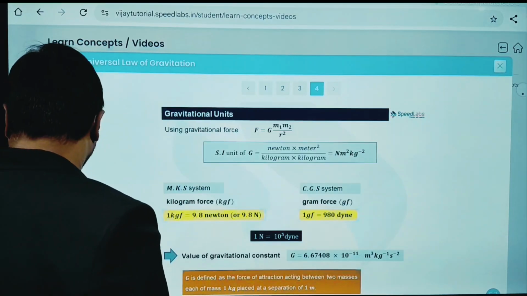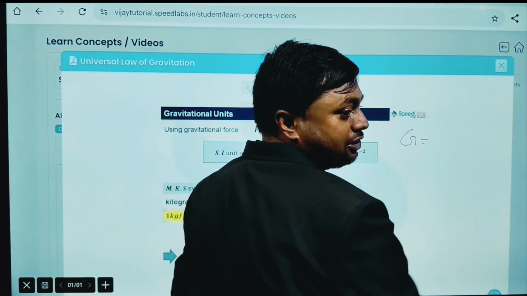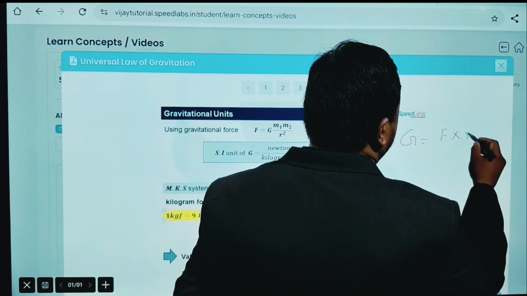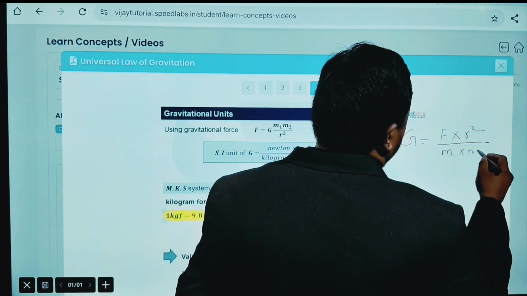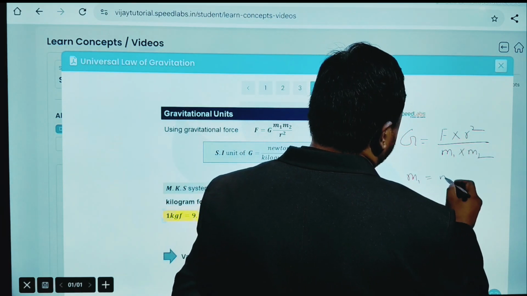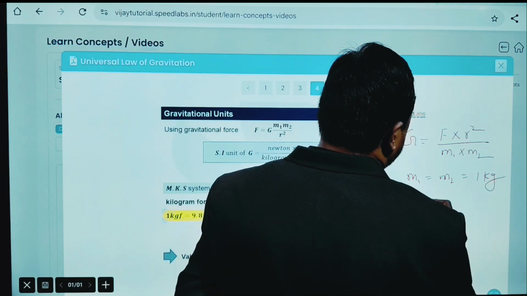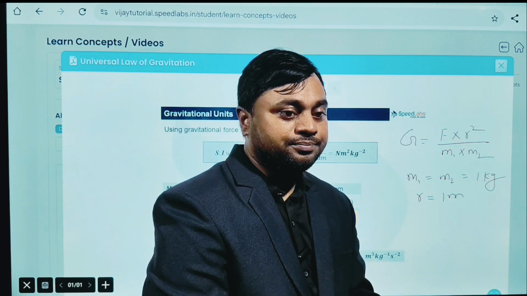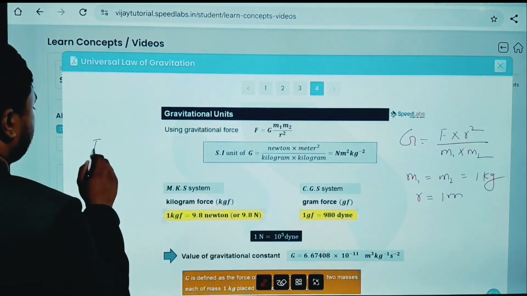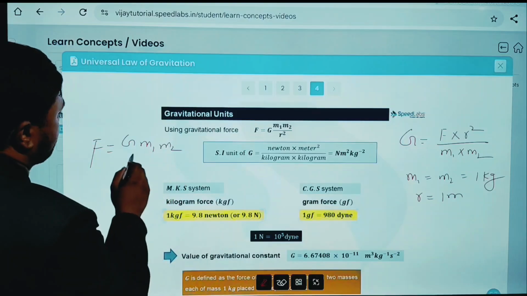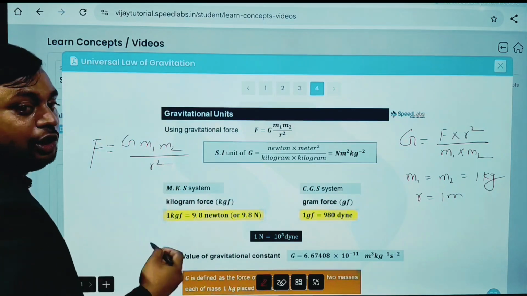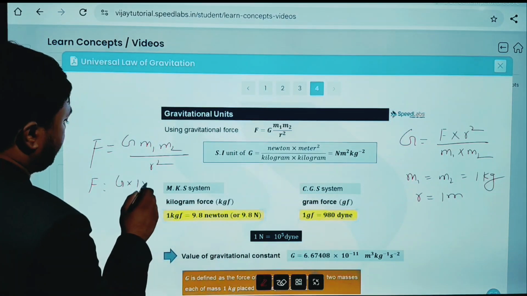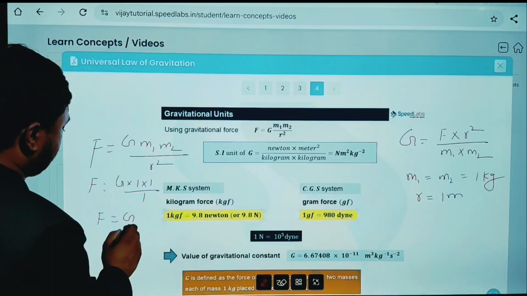Now, how they may ask you to define capital G. G is nothing but the universal gravitational constant. So what I told you, from the expression F is equal to G M1 M2 by R square, G is equal to F into R square divided by M1 M2. So let's take the mass of each body as 1 kg, suppose, and the distance between them as 1 meter. F is equal to G M1 M2 by R square, as we just discussed. The mass is unity or 1, and the distance between them is also 1. So we can write F is equal to G into 1 by 1. So F is equal to G.